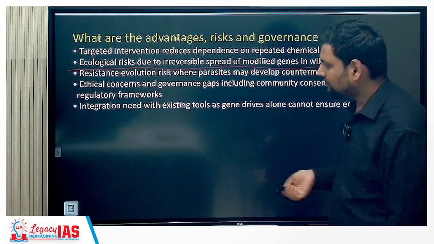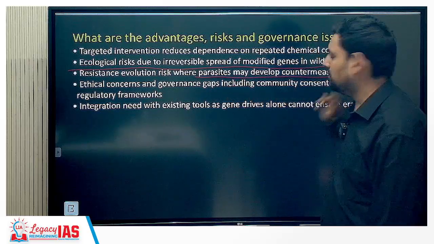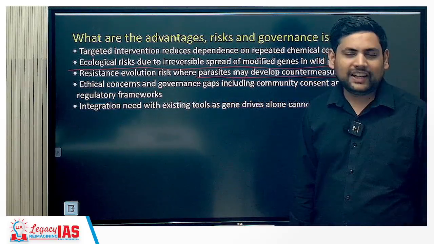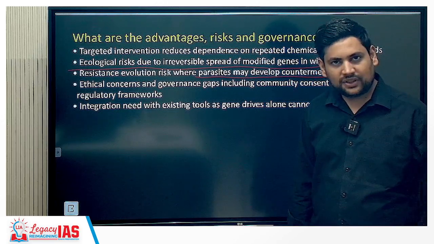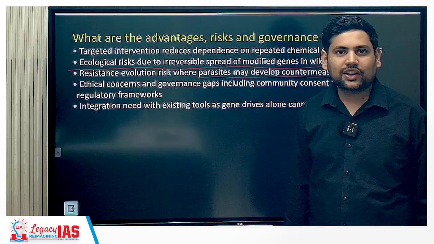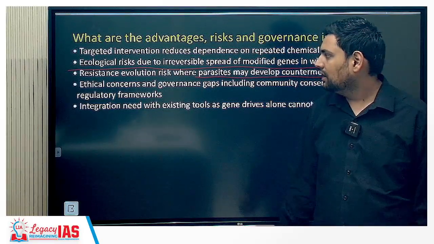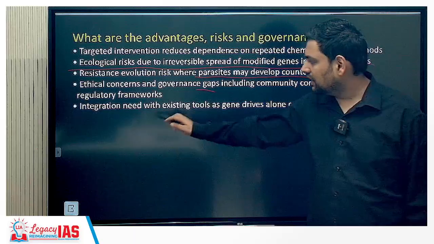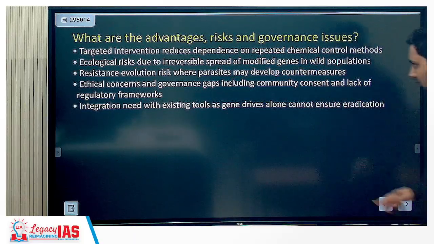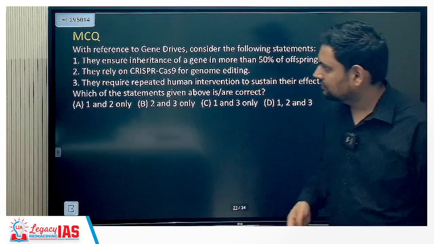Then resistance evolution risk, where parasites may develop countermeasures, like we have created super weeds. Correct? Where there are some weeds which do not die by anything. Anything you spray on them, they survive. Why? Because of heavy use of herbicides and all this. Then ethical concerns and integration needed with existing tools. Understood? Then try this MCQ.